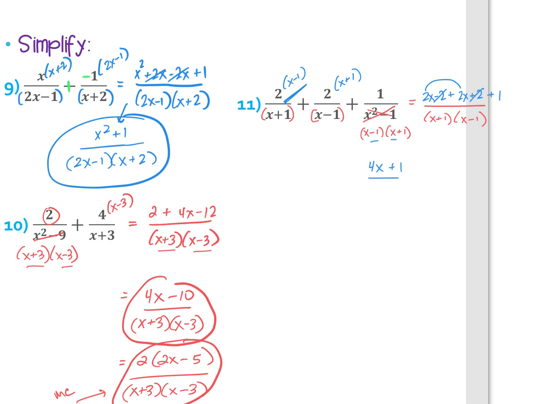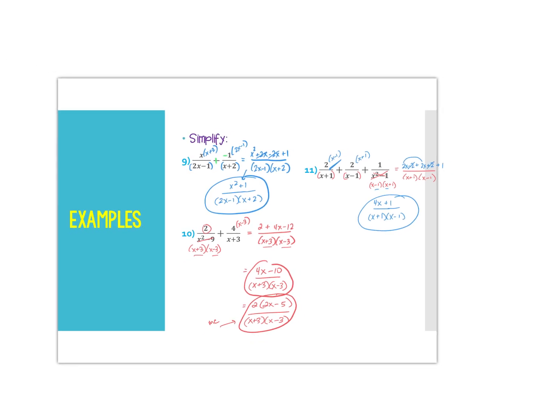And then the denominator is x plus 1 times x minus 1. And so this is fully simplified. Nothing else left to do, nothing else left to cancel. And that's kind of how we do the math here with adding and subtracting.